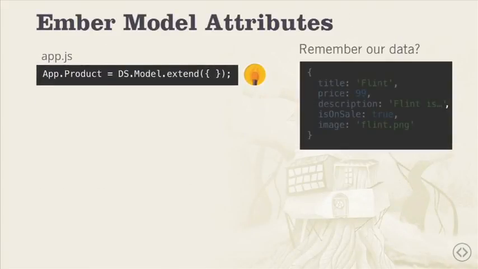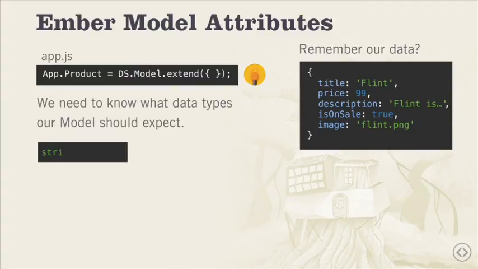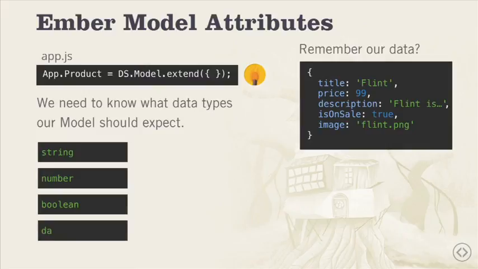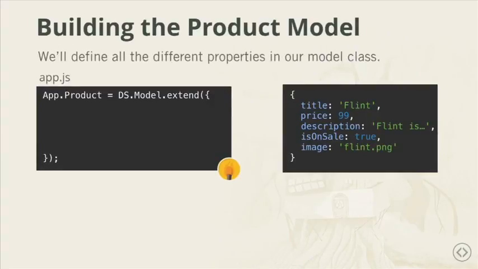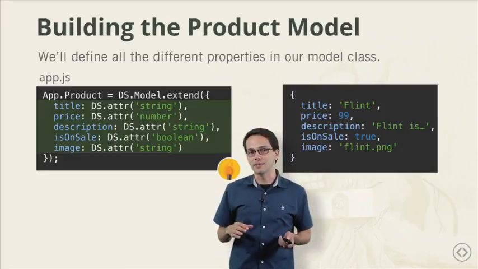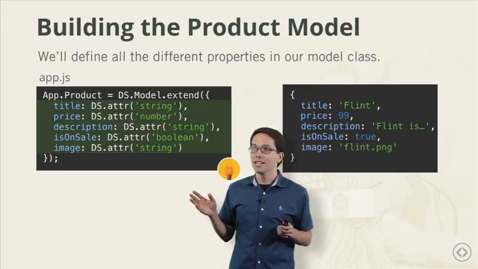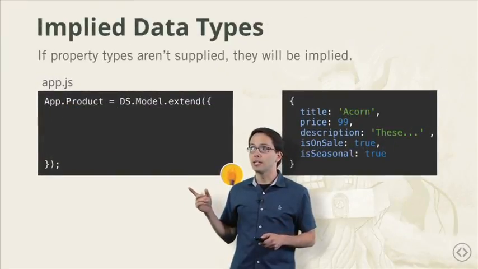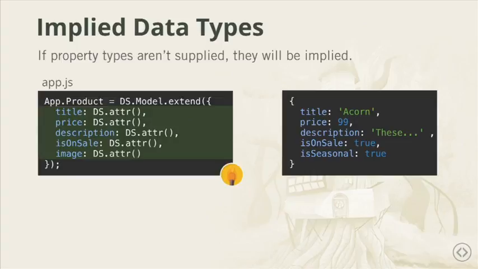So remember our product data? We need to take a look at that and figure out what data types our model should expect. Are there strings, numbers, booleans, dates? What are each of those attributes? Let's go ahead and define the different properties in our model definition. You can see that we have a title, which is a string, price, which is a number, description, which is a string, is on sale, which is a boolean, and then finally an image, which is also a string. It's a good practice to define the different data types that your model properties have. However, it's not required. If the property types aren't supplied like this, they'll be implied by Ember.